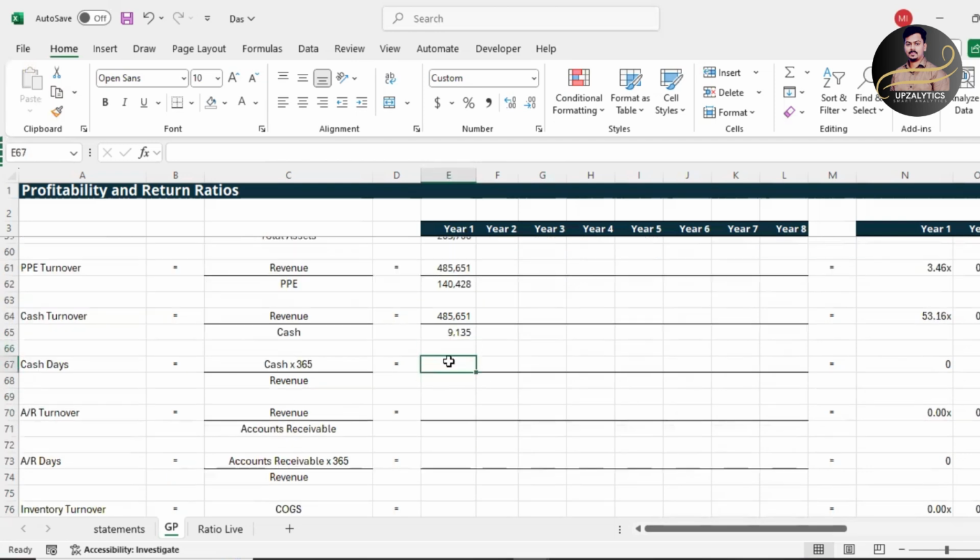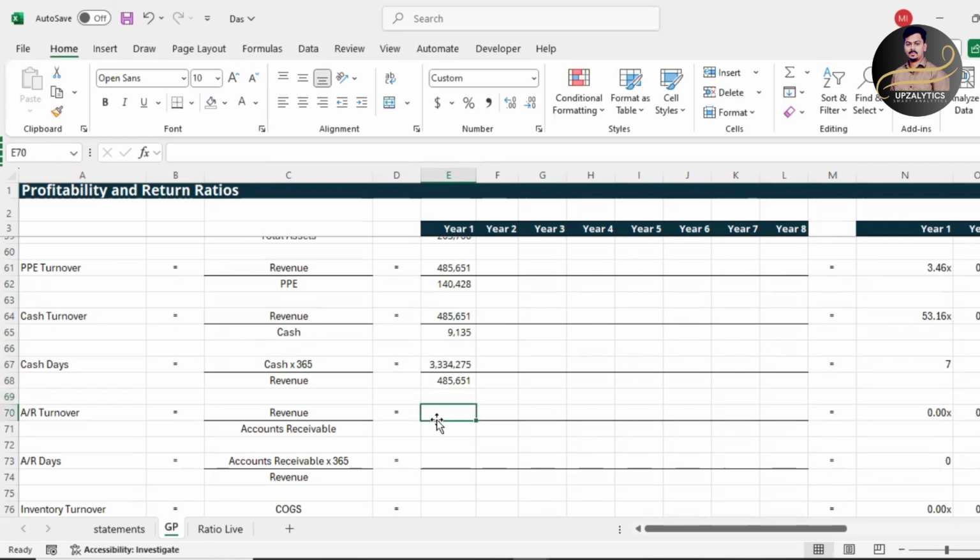Another thing, cash days. To calculate cash days, we take the cash multiplied by 365 and divided by revenue. With this 53.16, we are getting roughly 7 days.